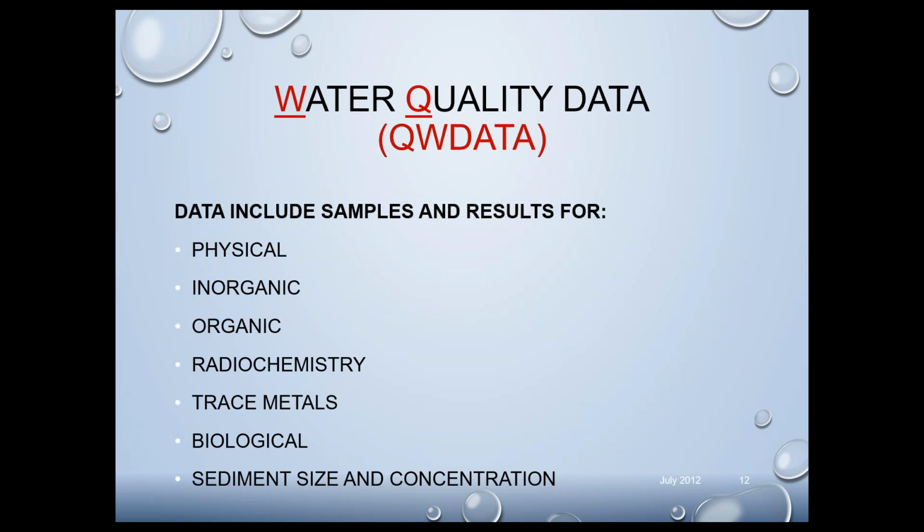The other component is the water quality data, or QWDATA. We are looking again to modernize this system as well, but that table includes samples and results for a variety of types of water quality categories. Physical characteristics of the water and the site, inorganic, organic, radiochemistry, trace metals, biological data, sediment size and concentration are all stored in QWDATA.